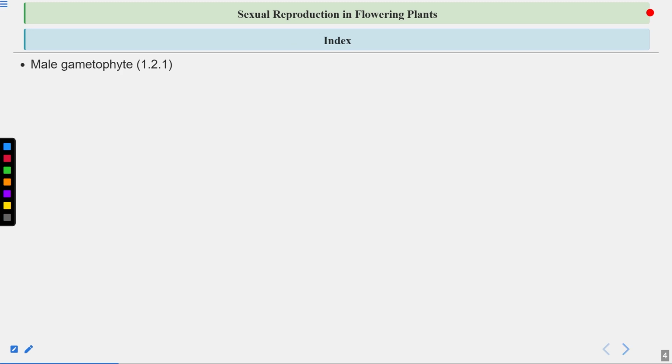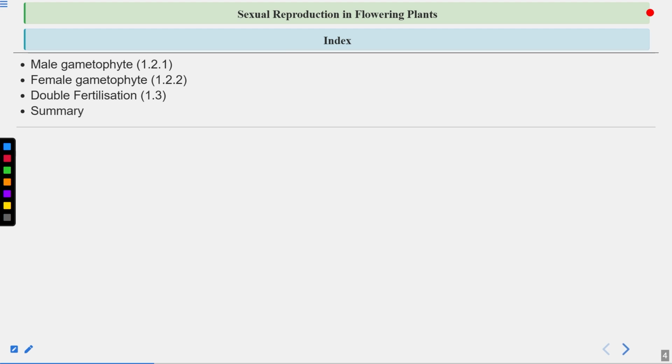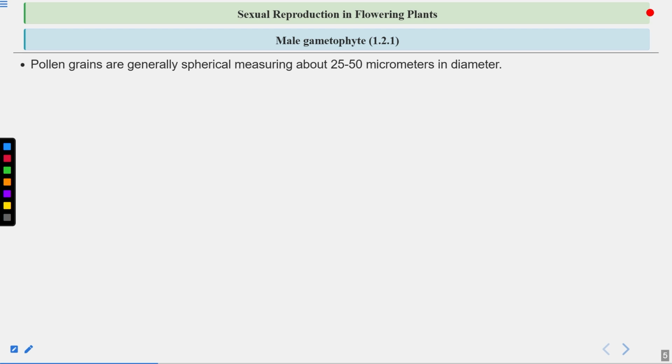So this is the index. We will study about the male gametophyte, though we have already studied about the male gametophyte, but for double fertilization, we will see again the male gametophyte as well as the female gametophyte. And then we will discuss about the double fertilization. We will also summarize today's lecture at the end. So, without wasting any time, let us see about the male gametophyte.